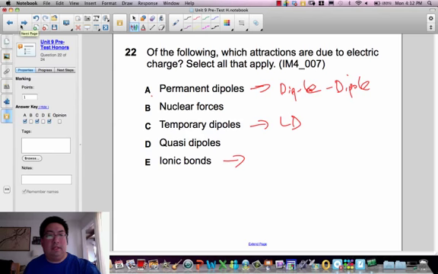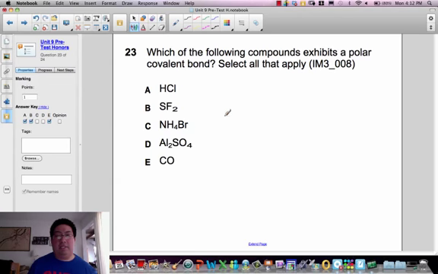23 here. Which of the following compounds exhibit a polar bond? So now it's just asking for a polar bond. It's not asking about whether it's dipole, or hydrogen bond. You're just looking for things that are polar. So you're looking for polar bonds, and so if something is polar, you have to have two things.